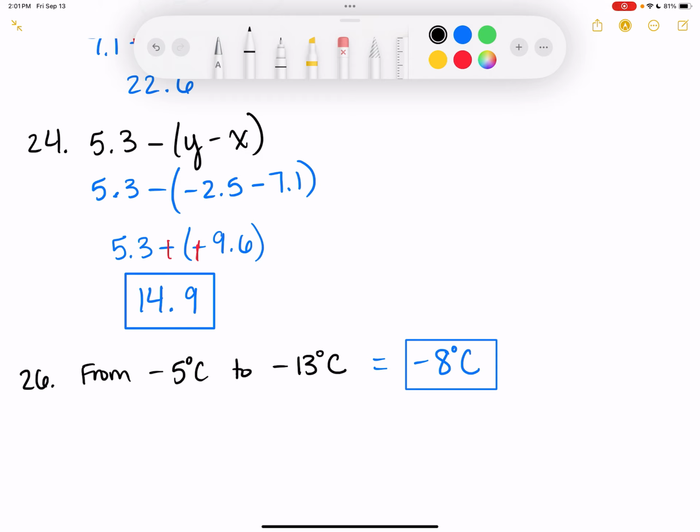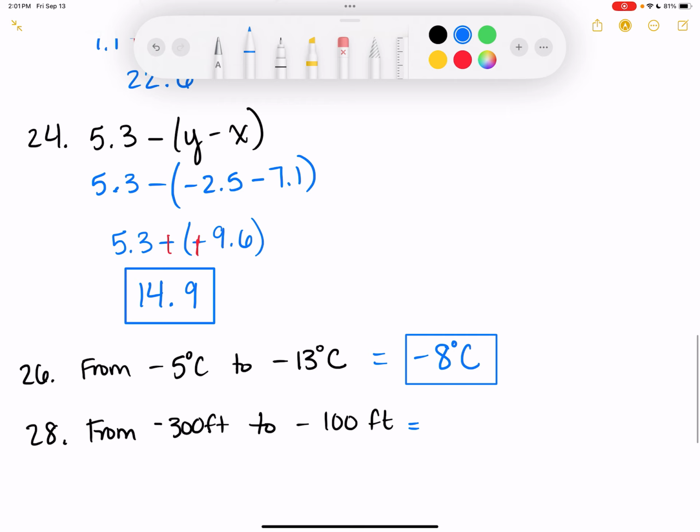How about this one? From negative 300 feet to negative 100 feet. How much change is there? Negative 200 feet. Yep, and it's positive because it's going from a really, really negative number to a less negative number.